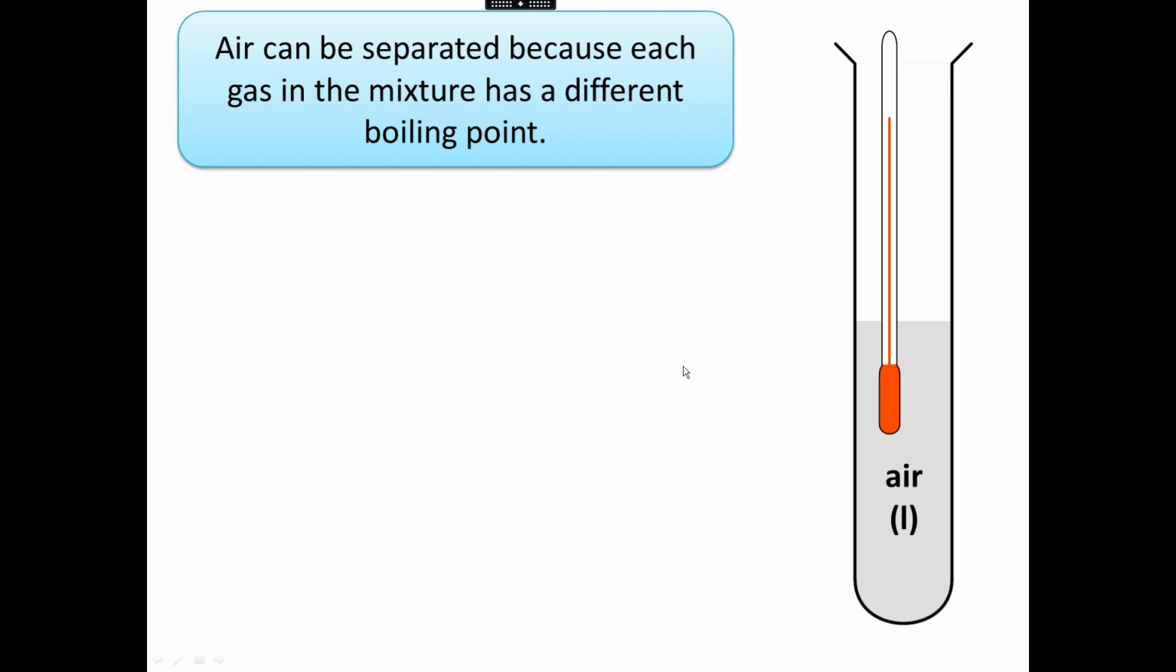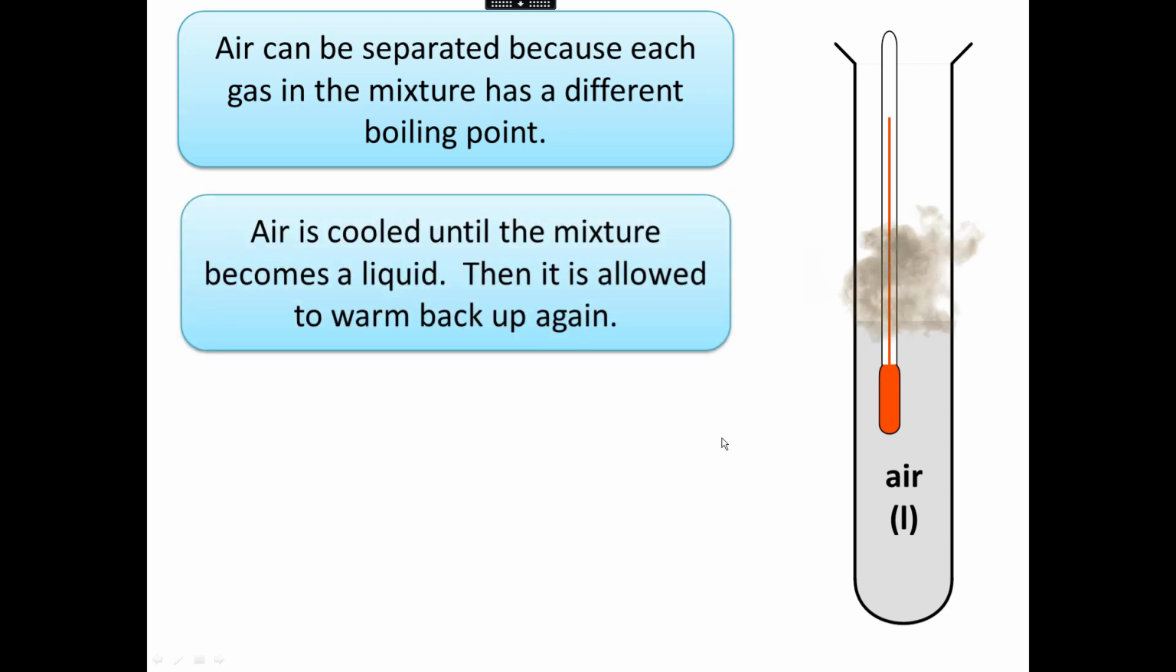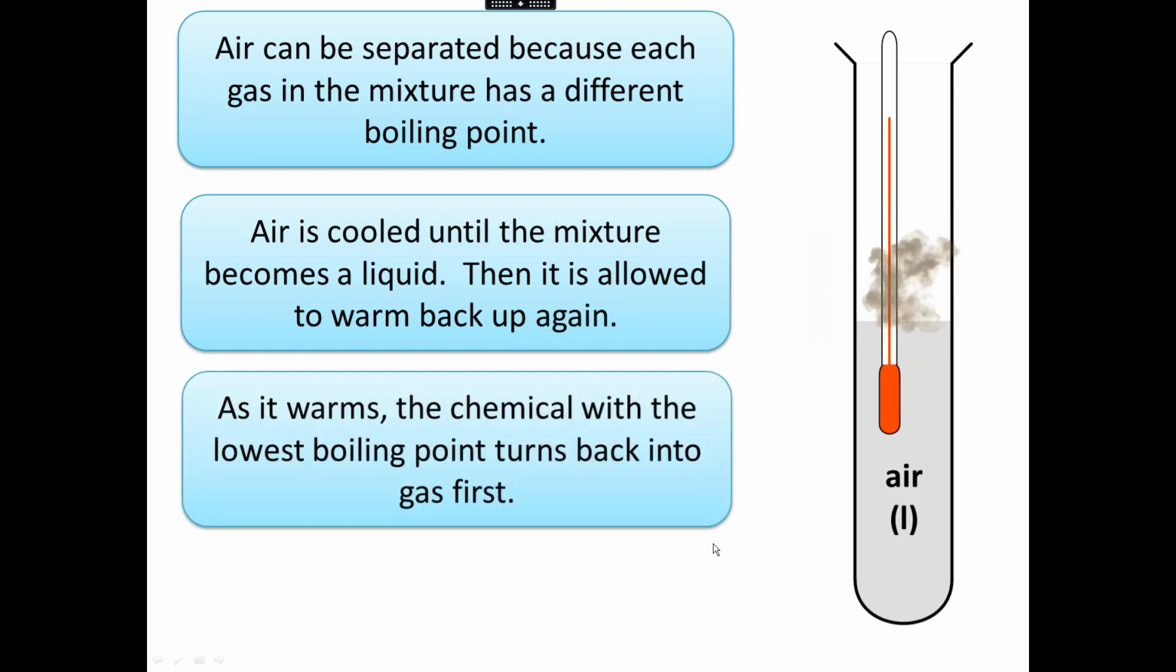Okay, so let's go through that a bit more step by step. Air can be separated into different gases because it's a mixture. Each gas in the mixture has a different boiling point. That means it will boil at a different temperature. And in the experiment, air is cooled down until the whole mixture becomes a liquid. Then it is allowed to warm back up again. As it warms, the chemical with the lowest boiling point turns back into a gas first, and that is nitrogen. So that will boil almost straight away as the mixture starts to warm.